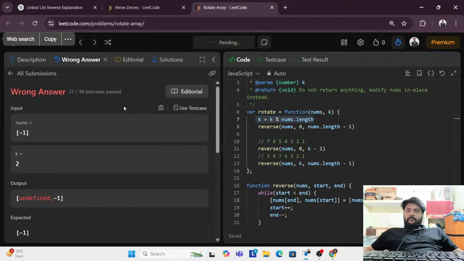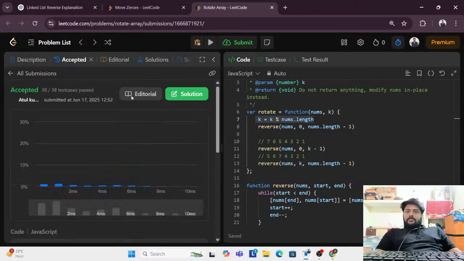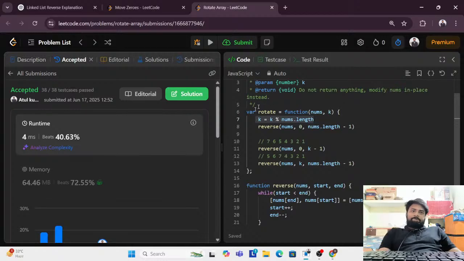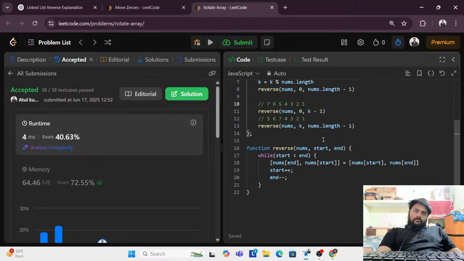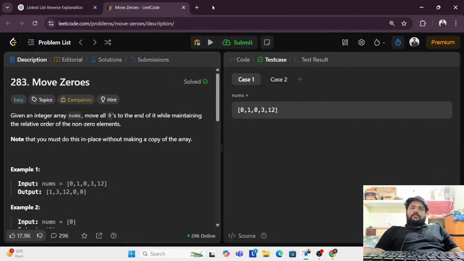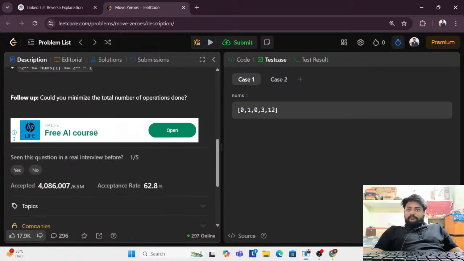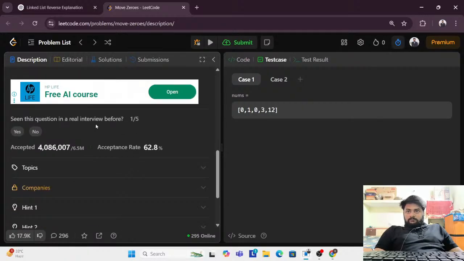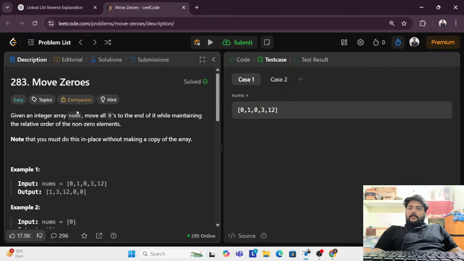I don't know if I have submitted or not. I guess I haven't, but yes, it passes, right? So this is exactly what we did. Okay, let's move to the another question. I hope it is not in place, because I want to try multiple solutions if something comes to mind, right?